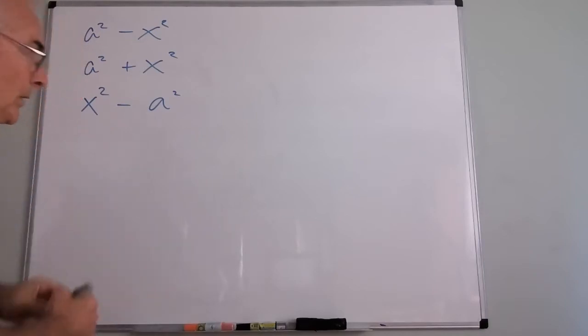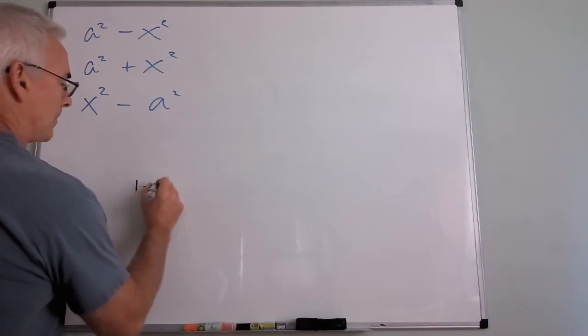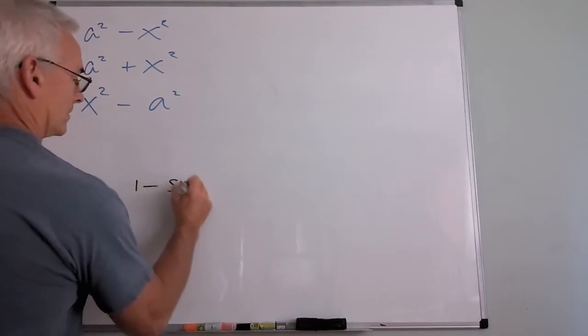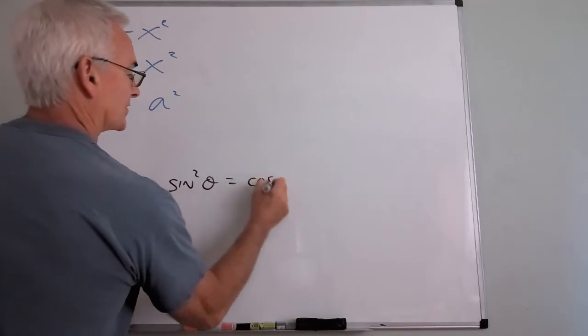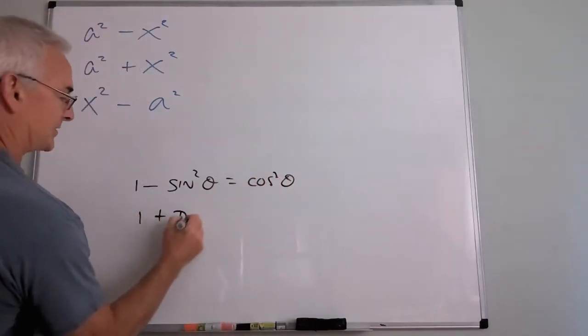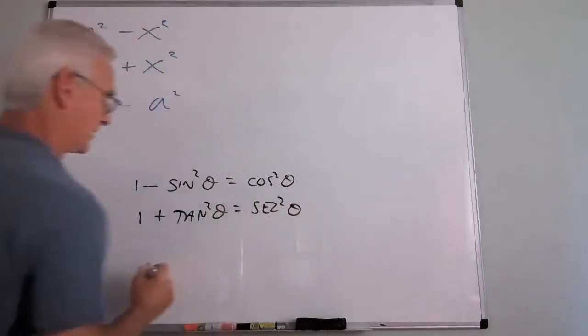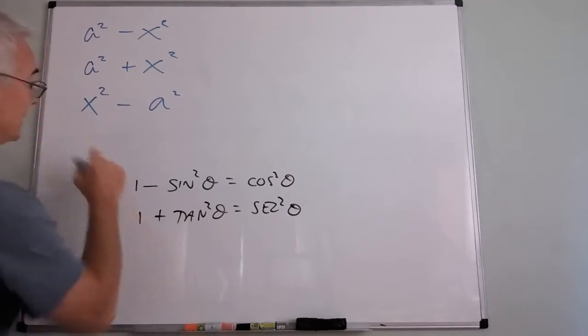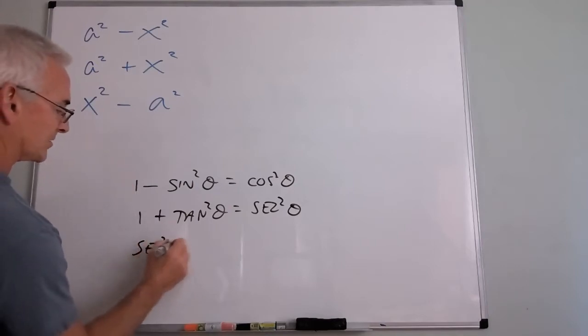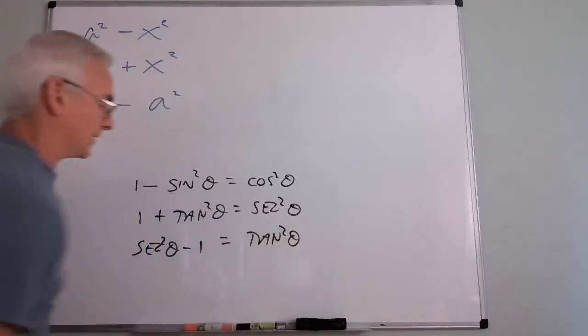How am I going to do that? Well, let's think of this. If I said 1 minus sine squared theta, I know that equals cos squared theta. If I said 1 plus tan squared theta, I know that equals secant squared theta. And in the last one, secant squared theta minus 1 equals tan squared theta.